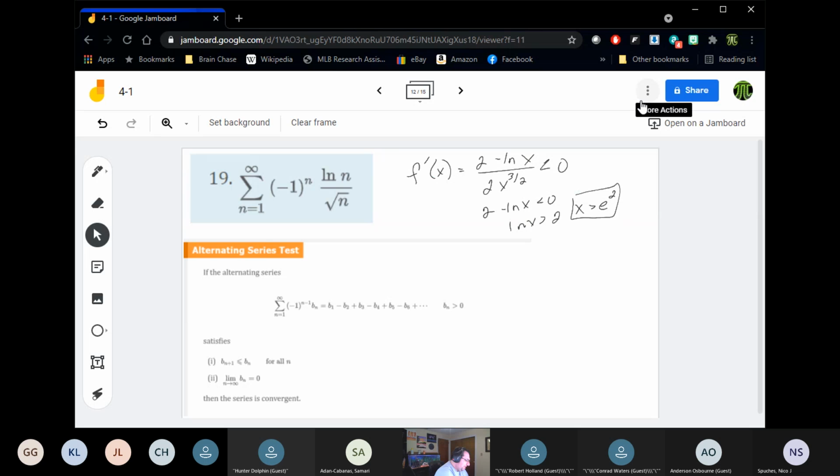Now we have to look. So we've met the first criteria. Now we have to look at the limit. So I'm looking for the limit as n goes to infinity of ln of n over the square root of n. On this one, the only way for us to determine the limit is to actually do L'Hopital's rule on it. So we take the derivative of the top and the derivative of the bottom, and then we look at the limit of that. The top is going to be 1 over n, and the bottom will be 1 over 2 square root of n. Simplifying this down, I have 2 square root of n over n, which ends up being 2 over the square root of n. So that limit is going to go to 0. So it meets the second criteria, and therefore it is convergent based on the alternating series test.